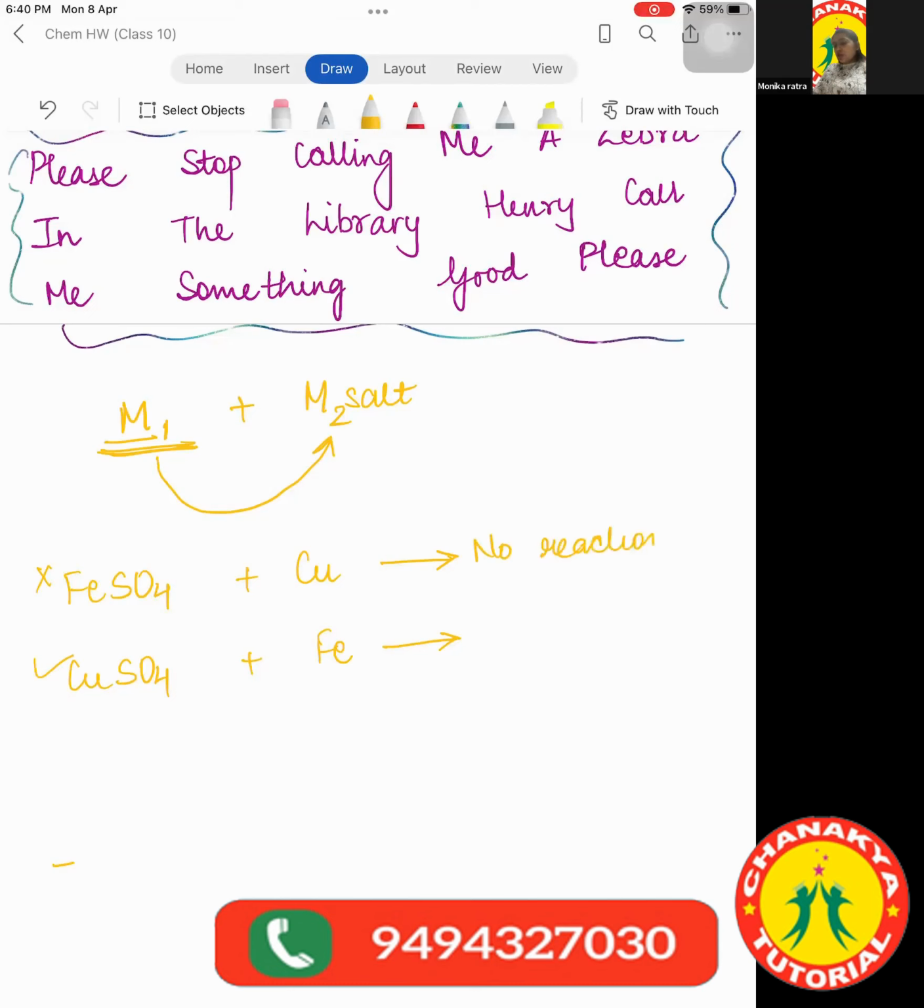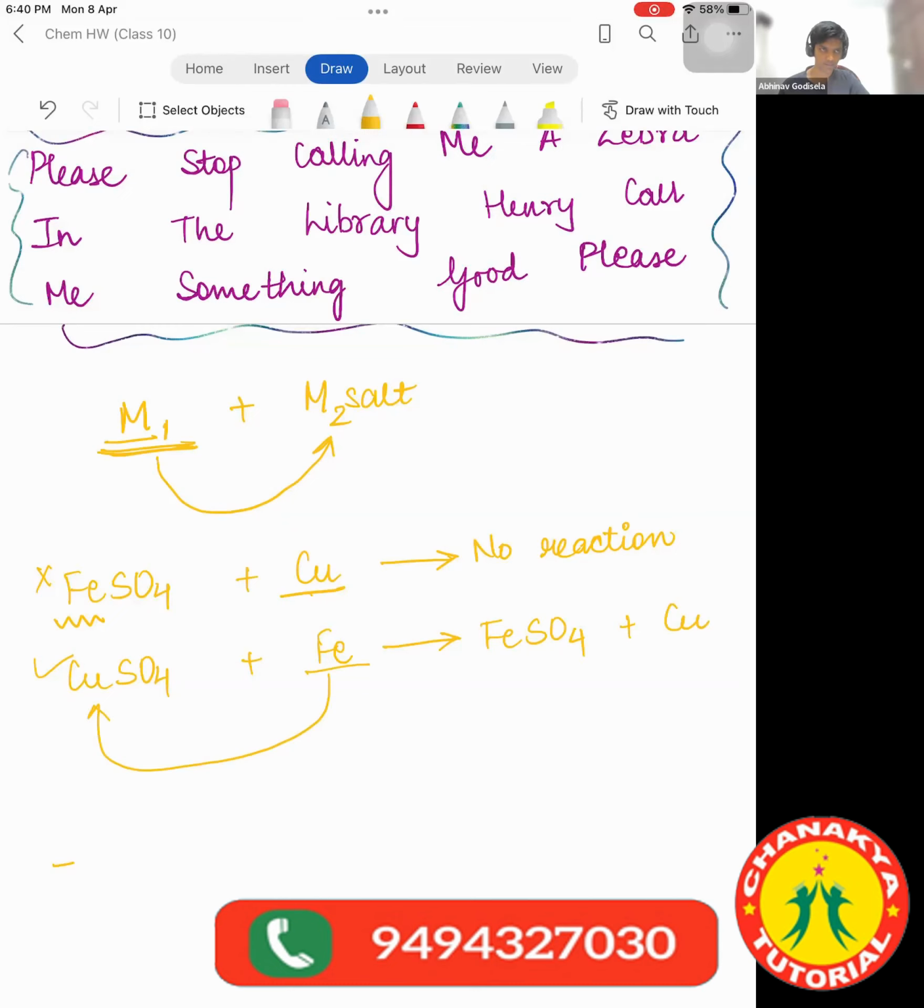Why do you have to write so? Because you have to check if copper is more reactive than iron or not. If we look at the reactivity series, copper is much less reactive compared to iron. So there will be no reaction because copper will not be able to displace iron. Whereas iron will be able to displace copper because iron is much more reactive than copper, leading to the formation of the products FeSO4 plus Cu. Clear, children?